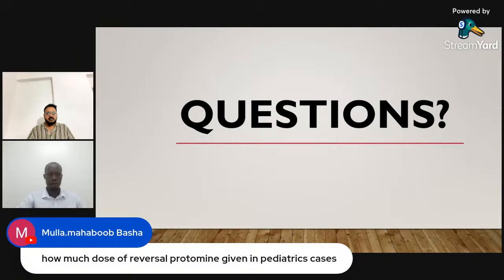How much reversal protamine is given in pediatric cases? We just do it the same way as with adults. The protamine dose is 1:1. It's the same in your center, the way we reverse adults is the way we reverse pediatrics. Mostly it's given by the anesthetist, so we don't need to worry about the protamine. Yeah, exactly, they look after it.